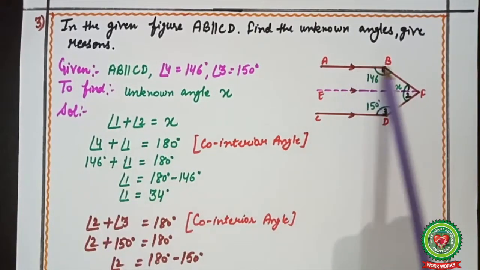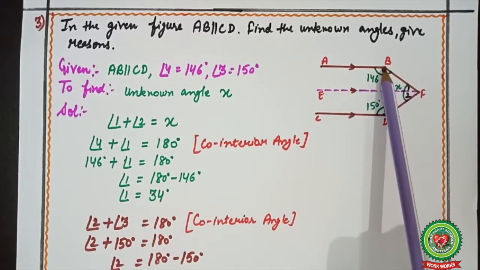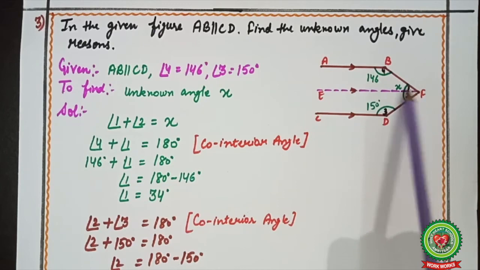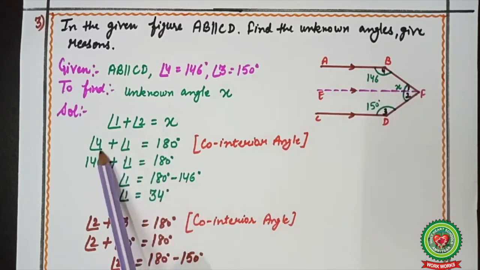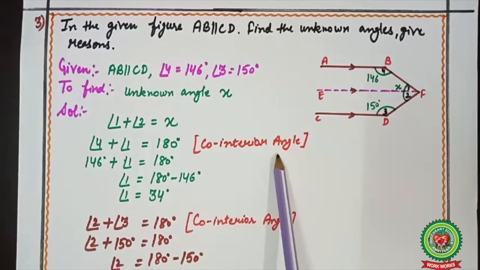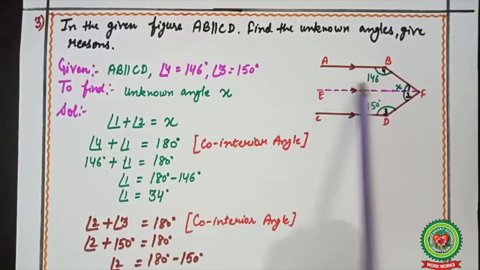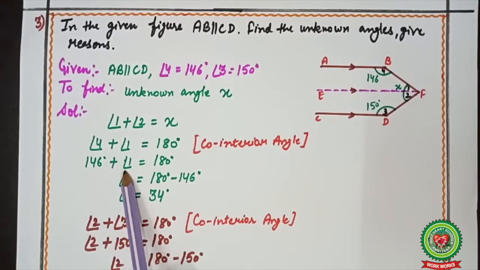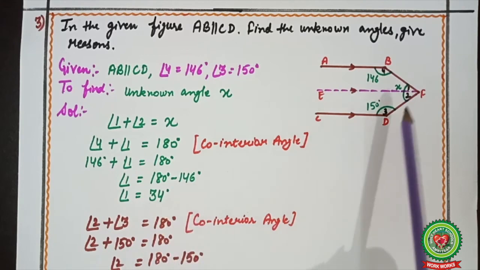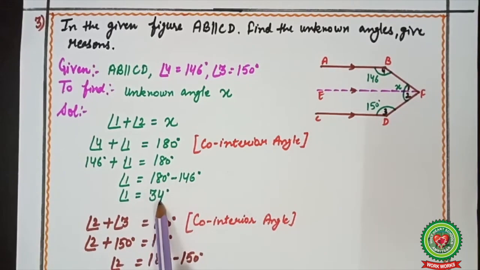So this is the main concept for this question. Now you can apply the co-interior property here because the big bracket is forming. So you will write angle 1 plus angle 4, or angle 4 plus angle 1, is equal to 180 degrees because these are co-interior angles. So angle 4 is given as 146 degrees, plus angle 1 is equal to 180 degrees. Now angle 1 will be equal to 180 degrees minus 146 degrees, which is equal to 34 degrees. Now we have found the value of angle 1.